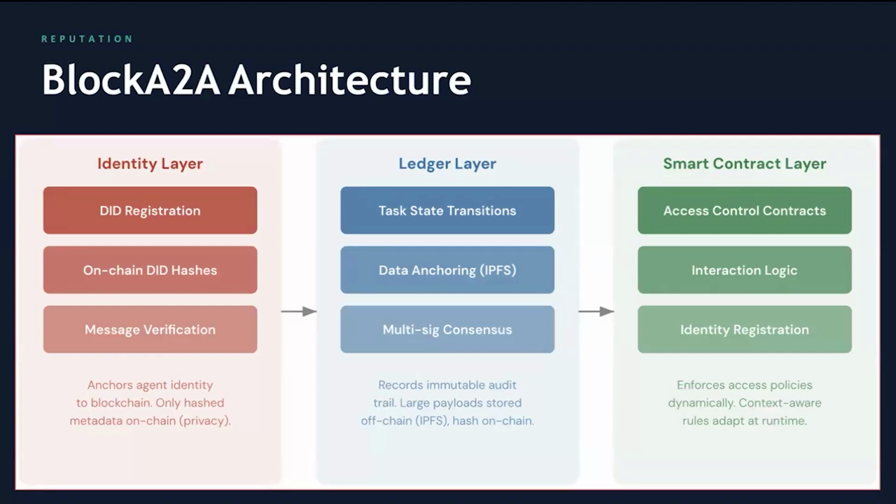The identity layer on the left there anchors the agent's decentralized identifier, the DID. The ledger layer provides immutable audit trails, right? That's where the task state transitions are recorded. And then the smart contract layer enforces dynamic access control. Together they provide a trust substrate for A2A-style multi-agent interactions, right? Because we talked in the beginning about the agent card, and then we talked about how to find them and how to search through them. And great, you found them, but we need that trust substrate bringing it all together.